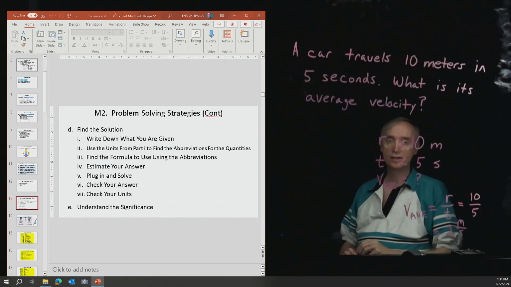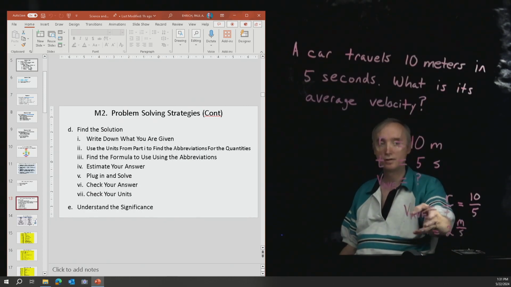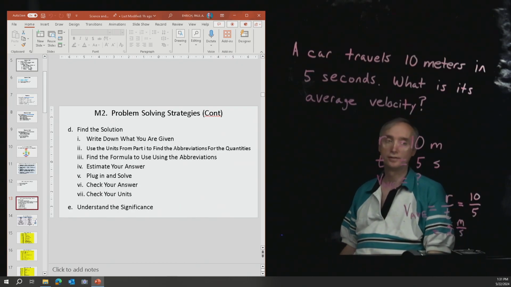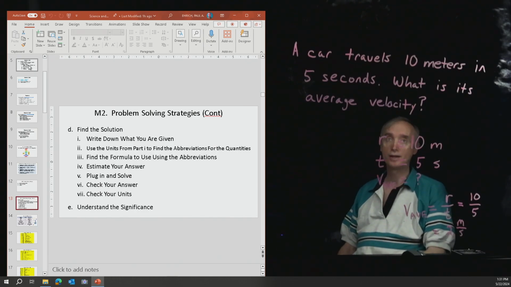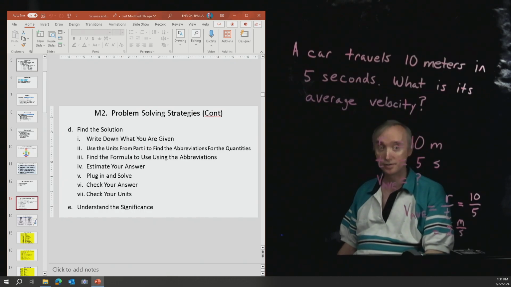Okay, and then understand the significance. So what is the significance of this car traveling at this speed? Well, it's not traveling too fast, it's not traveling too slow. Another thing that you might get from it is that perhaps the speed is constant. Maybe the speed is changing. So that would be some of the significance of that.